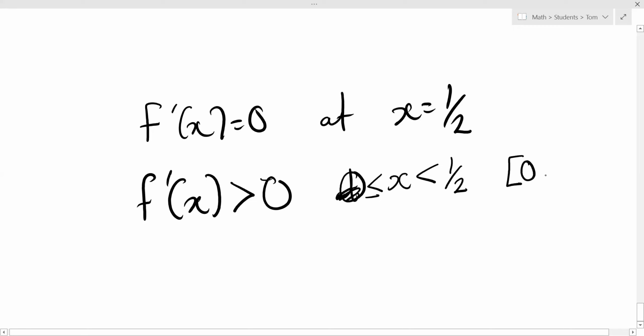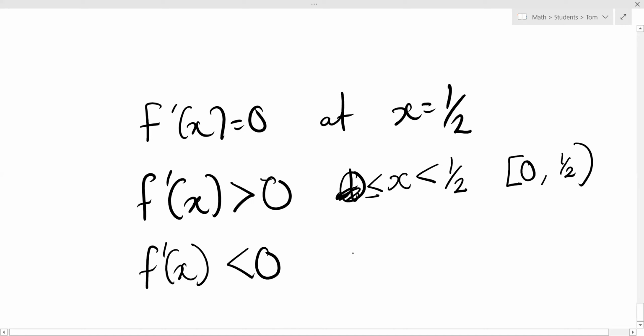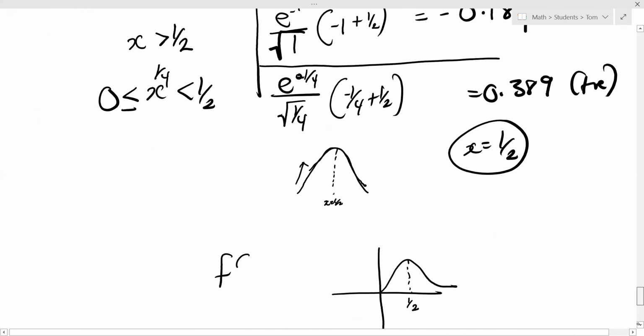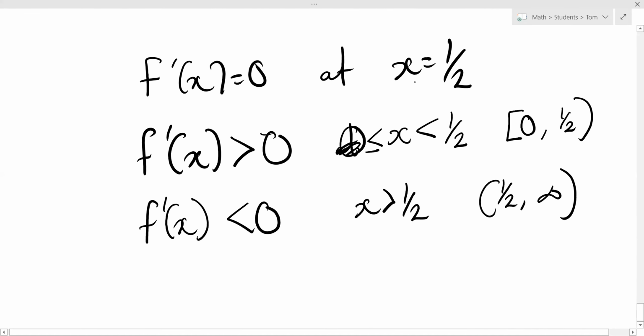And then f prime of x is less than 0 when x is greater than half. That's where we have half, and then infinity. So these are the intervals of increase and decrease for this function. It increases here, and it decreases here. It's a long one.